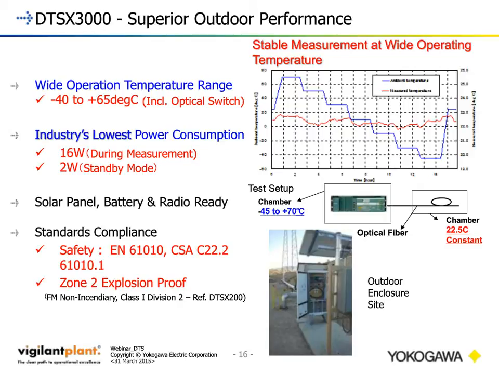Another kind of X factor benefit of the Yokogawa solution here is our power consumption. The 200 and 3000 are in standby mode, in other words, ready to measure but not actually measuring, but online. They're drawing a watt or two. The 200 during measurement draws about 10 watts. The 3000, 16 watts. So you can see it's most suitable for outdoor, off the grid solar panel operation.